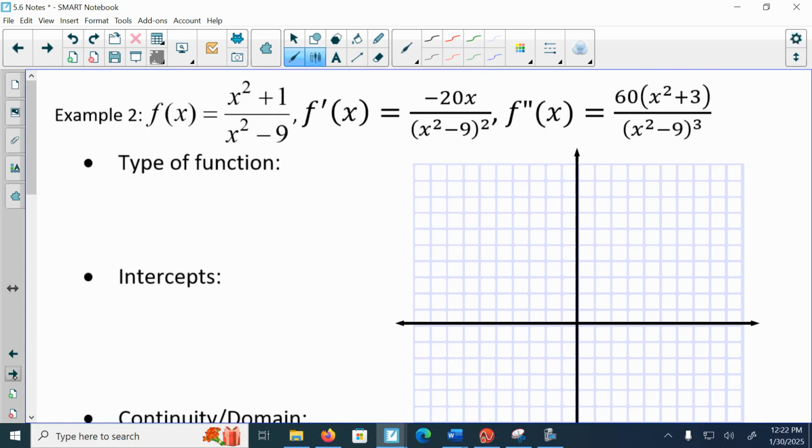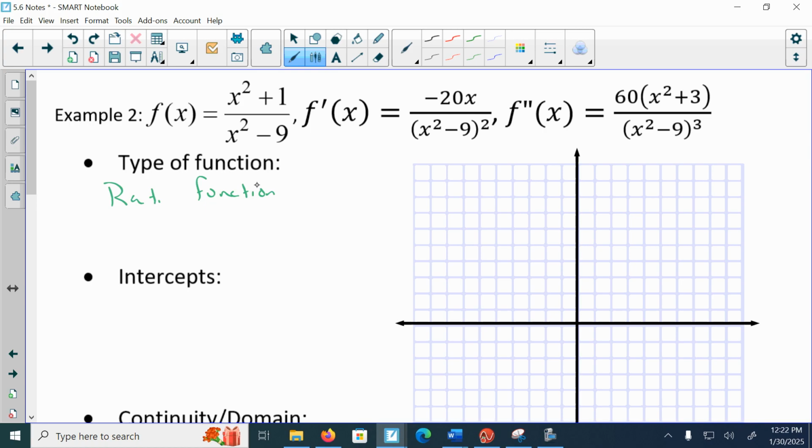All right, here I have a rational function, and looking nice, I gave you the first derivative and the second derivative. What a sweetheart I am. All right, what type of function is this? This is a rational function. So with a rational function, I'm going to have more action. I'm going to have some places where I might have a vertical asymptote, definitely have restrictions on my domain.